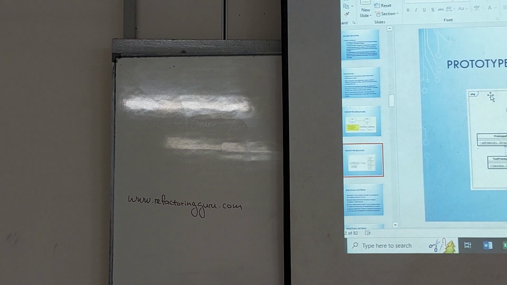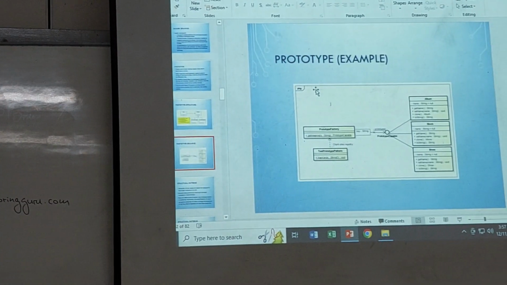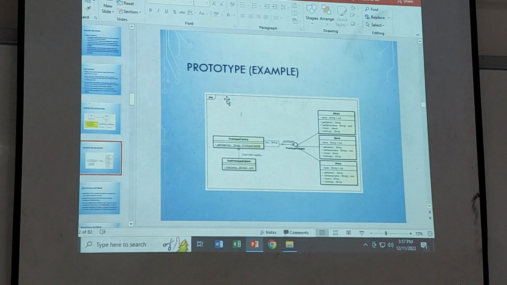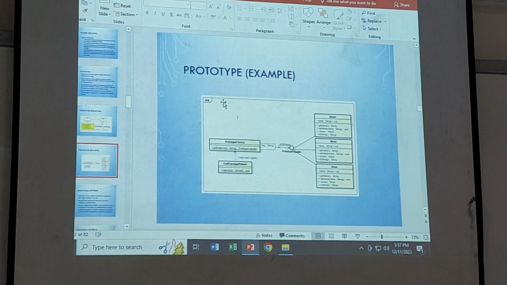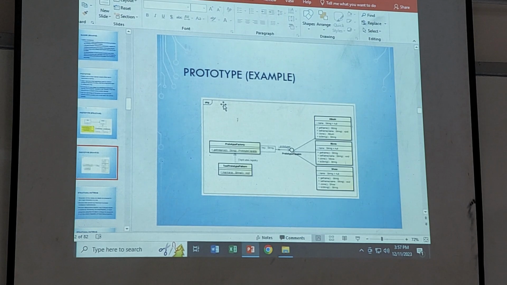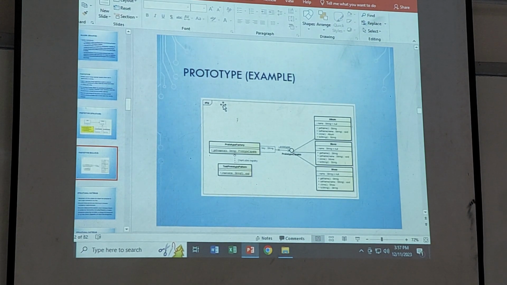So therefore, we have covered our creational patterns. What is the time? We take a 5 minute break, then we continue with a few structural patterns. I'm not going to cover every pattern. So we take a 5 minute break, then we come back for a few patterns.